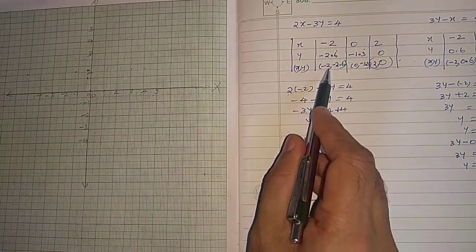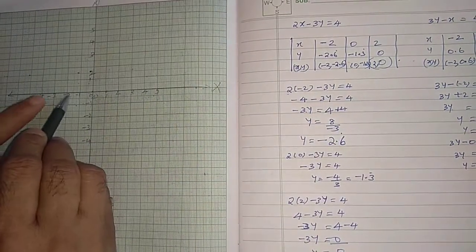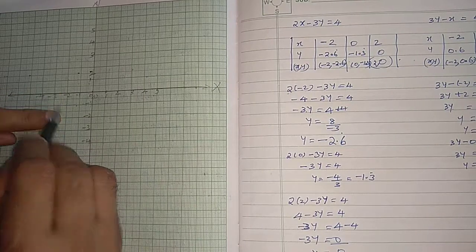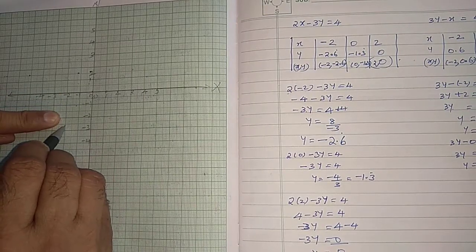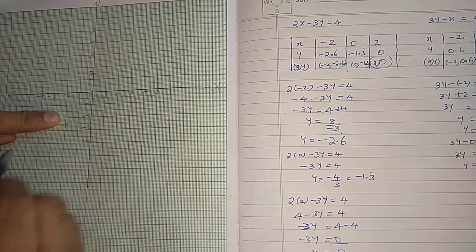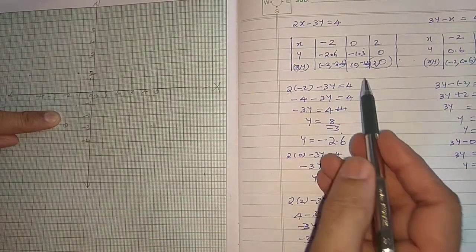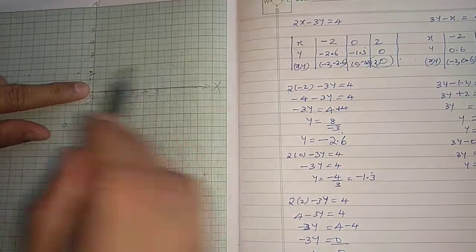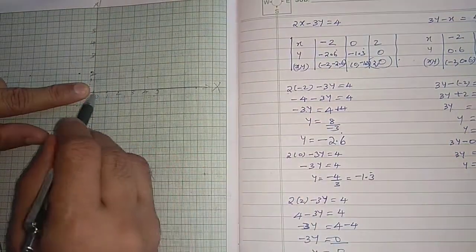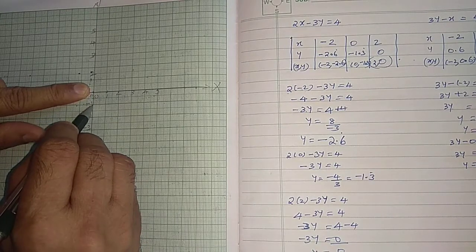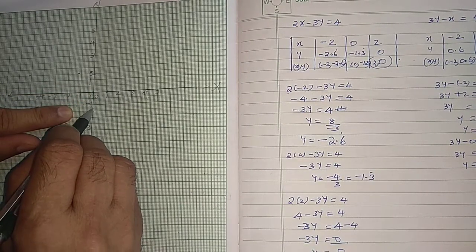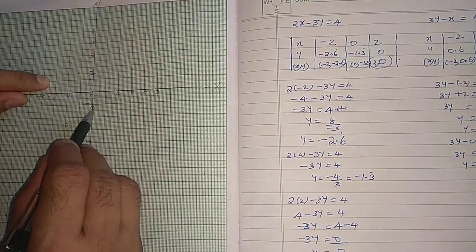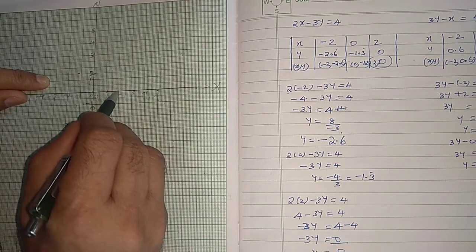The first one, x is minus 2 here. y is minus 2.6 here. Slight approximation is done here. It will work, no problem. x is 0, second point. y is minus 1.3. x is 0, minus 1 here, 0.3 also here. First point, second point, third point is 2, 0. That is here.